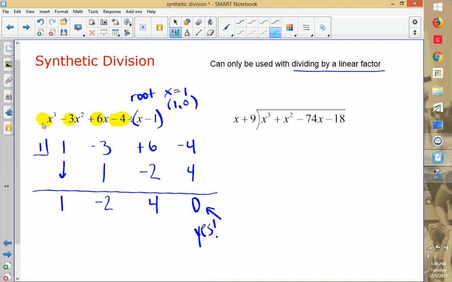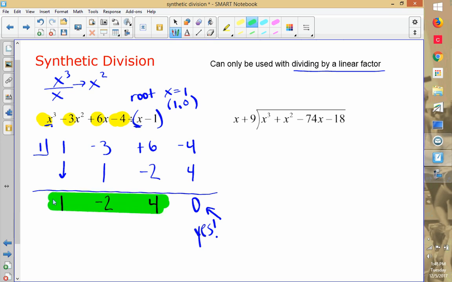So think about it: I have x to the third and I'm taking out an x. What does that power go to? It goes down to a quadratic. It goes down 1 degree. So what that means is these new coefficients that I have are the coefficients of your polynomial 1 degree less. So this would be 1x squared minus 2x plus 4, and that's your answer. And we don't deal with x's at all during the process of the problem.